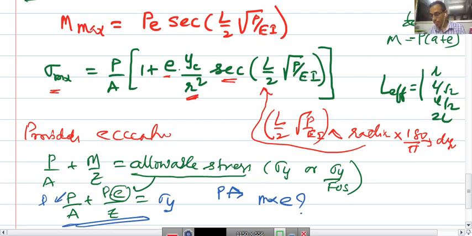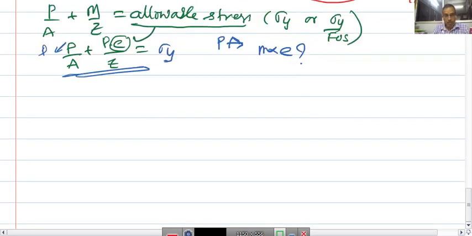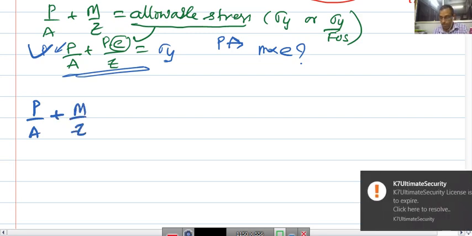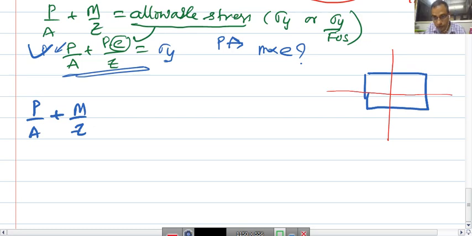Okay. So, now there is one more, the last concept here. The last concept here is the kern of a section. As I said just now, I mentioned to you, P by A plus M by Z, right. So, the question should also be there, what if, it means basically that if this is a column, so this is one axis, this is another axis, right, assuming let us say.